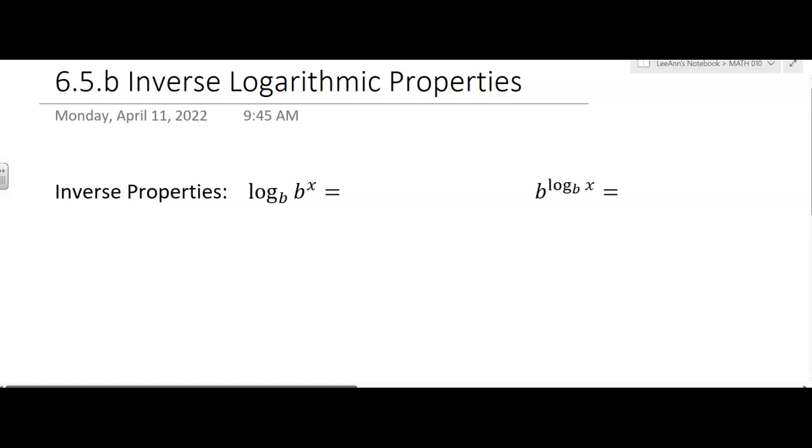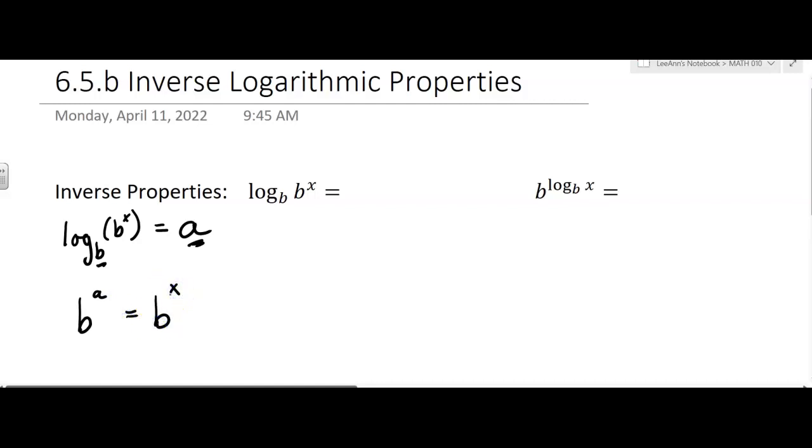So now we have what we call the inverse logarithmic properties. So let's say you have log base b of b to the x, and I'll write it this way, and we don't know what that equals. Well, you could write it in exponential form. You'd say b to the power of a equals b to the x.